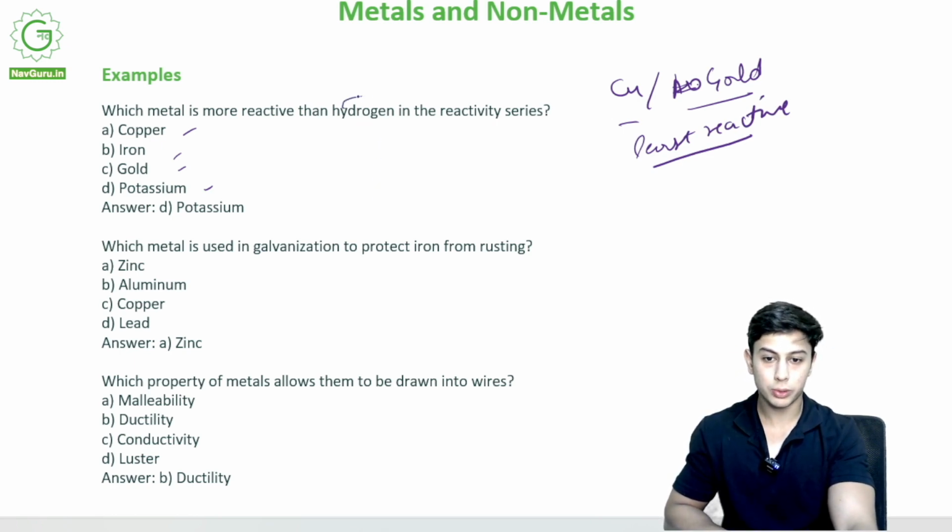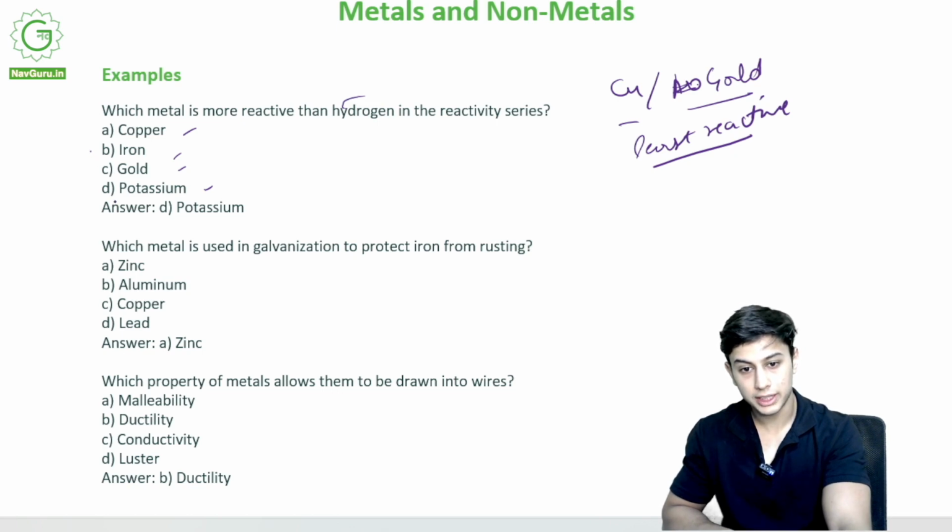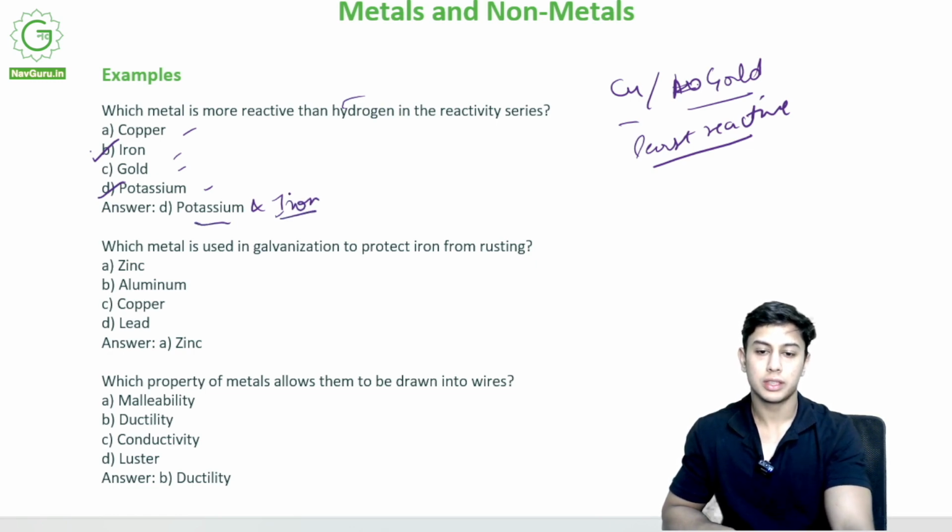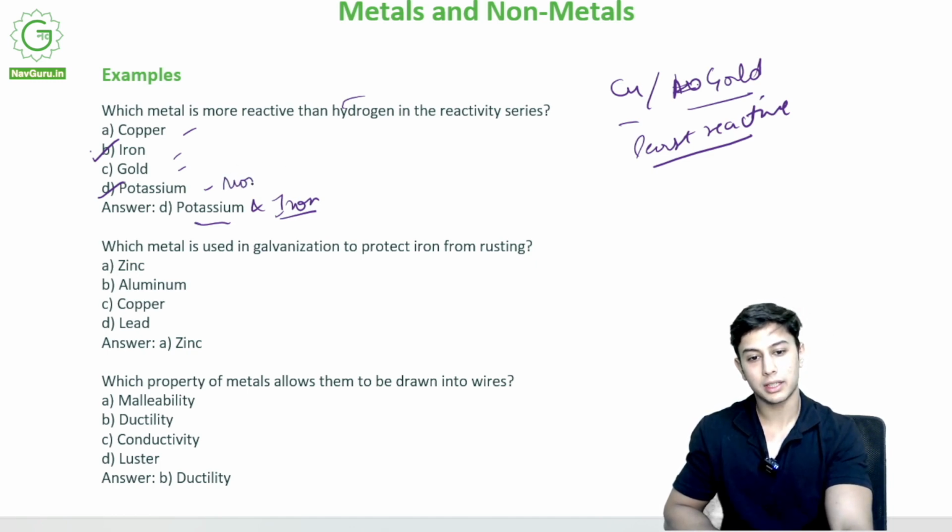What is more reactive? Iron, potassium. Both iron and potassium are more reactive than hydrogen. Potassium is the most reactive.